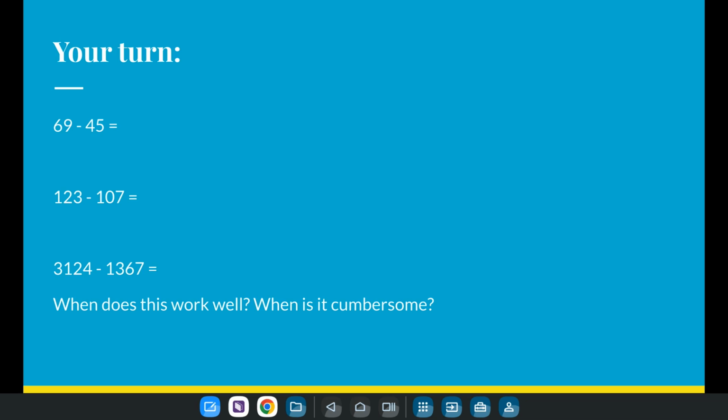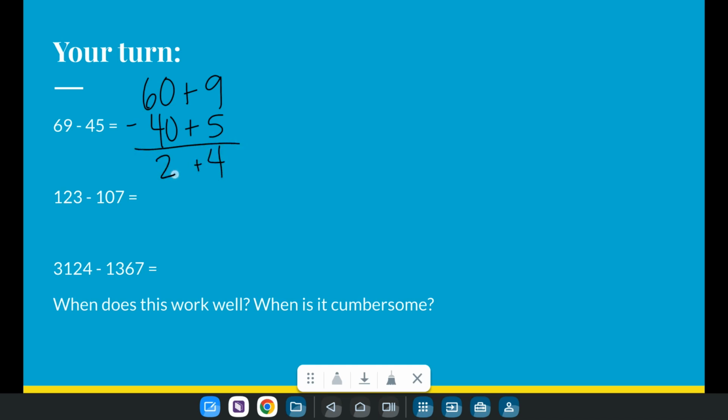And if you need more time, feel free to pause the video. But real quick, it would look something like this. And with this problem, it works beautifully, right? Okay. Now take a second, pause the video, and do the next problem.